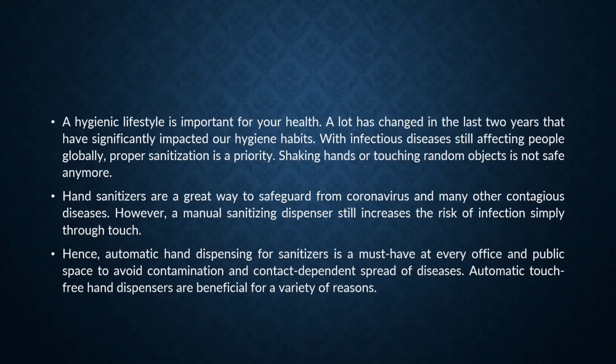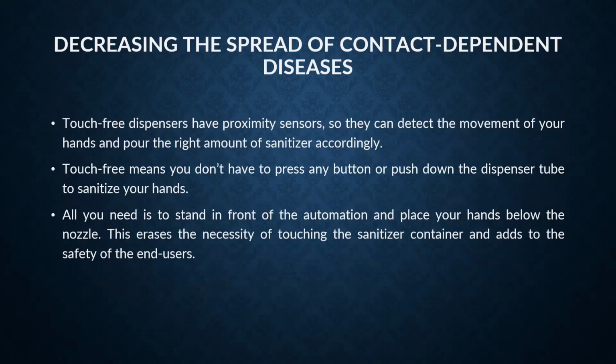Automatic touch free hand dispensers are beneficial for a variety of reasons. Decreasing the spread of contact dependent diseases. Touch free dispensers have proximity sensors, so they can detect the movement of your hands and pour the right amount of sanitizer accordingly. Touch free means you don't have to press any button or push down the dispenser tube to sanitize your hands. All you need is to stand in front of the automation and place your hands below the nozzle. This erases the necessity of touching the sanitizer container and adds to the safety of the end users.